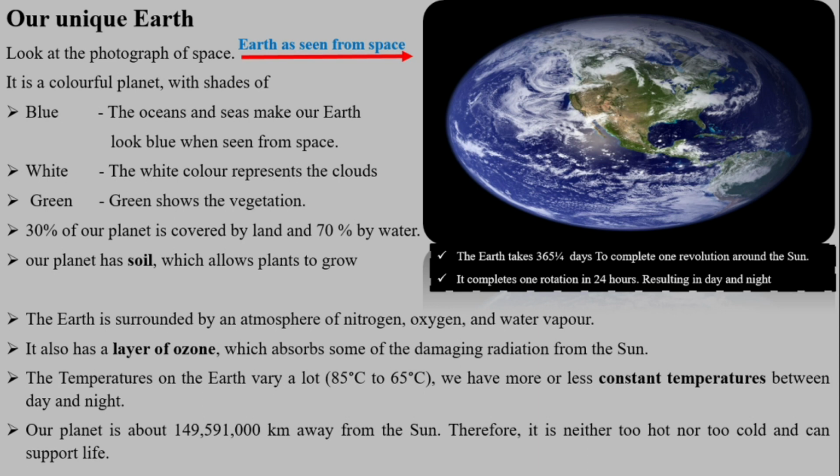So 30% of our planet is covered by land, where you'll be able to see some lands and vegetation, and 70% by water. Since blue represents ocean and sea, that's the reason we pointed out 70 percent by water. Our planet has soil which allows plants to grow.